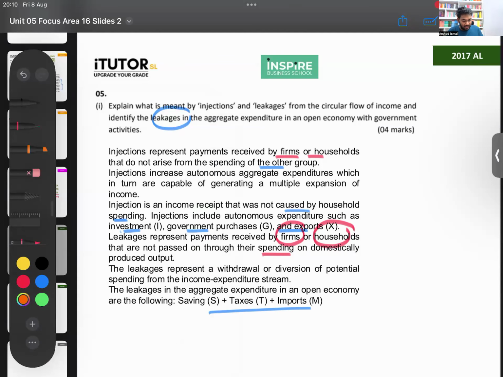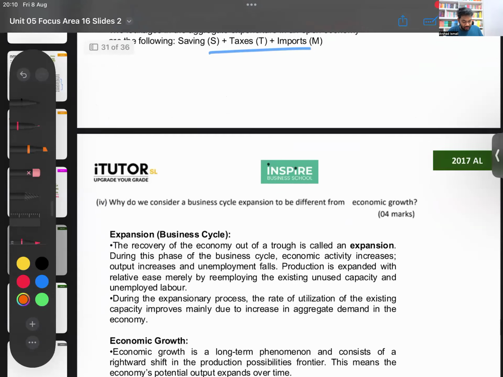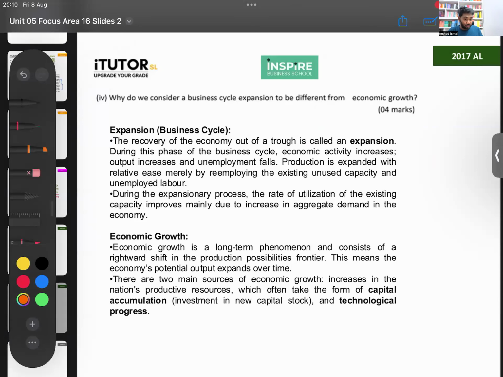Okay. Right. Then 2017, question number 4. Why do we consider a business cycle expansion to be different from economic growth? Now, remember in your business cycle, in unit 5, you all learned that in this business cycle, there is this up and down, like going up.